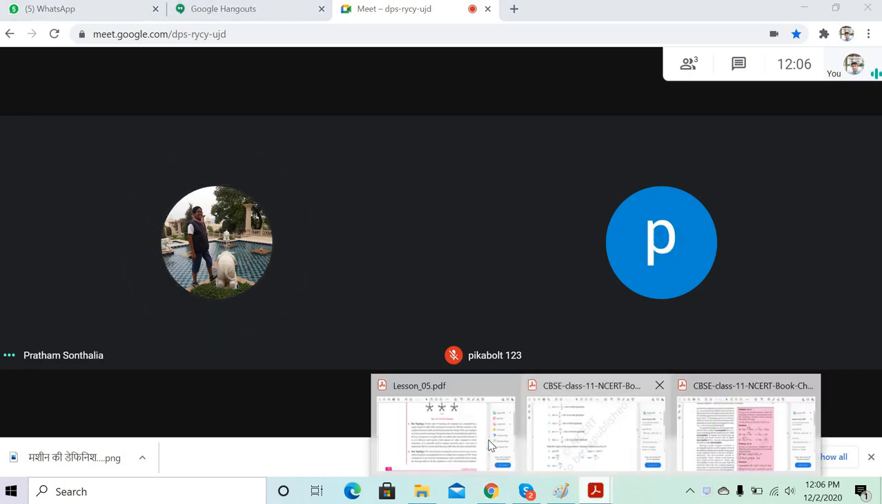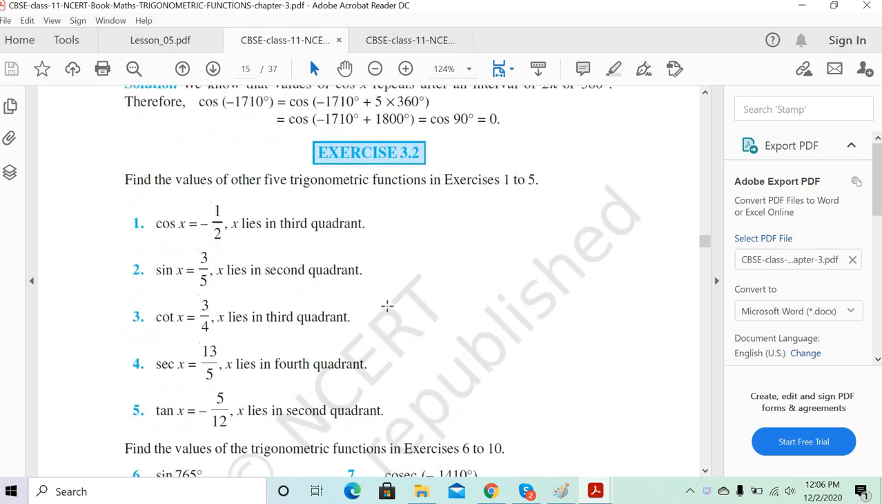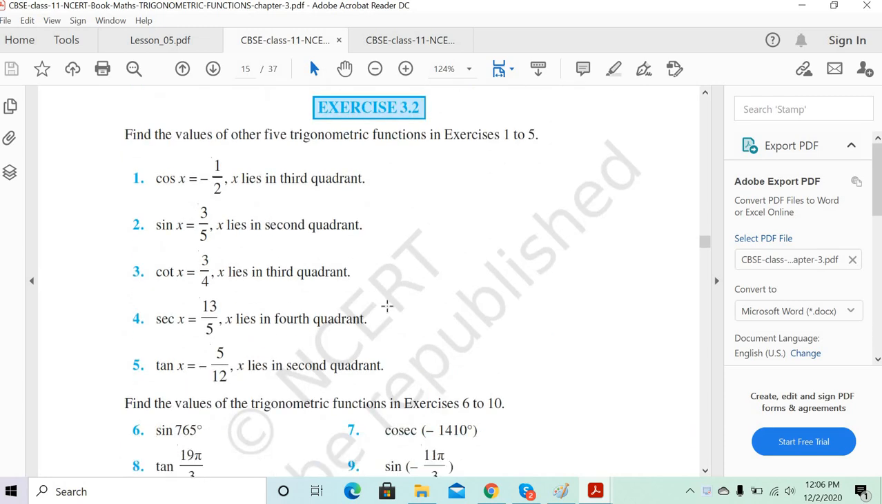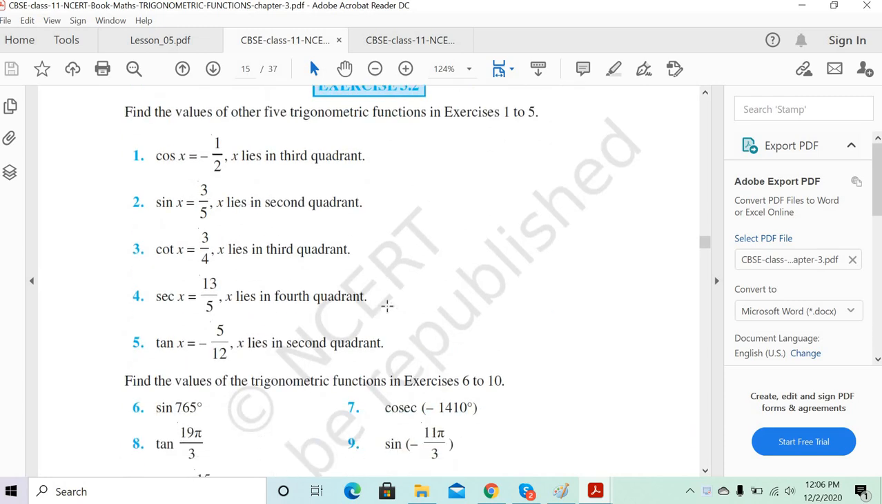So let's go to the 3.2. Let's see. So you tried some questions in 3.2? So the 6th and 7th questions are doubtful for you. Okay. Yes, sir. No problem. Let's discuss the 6th and 7th part.